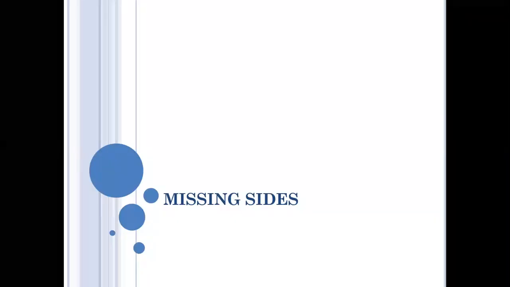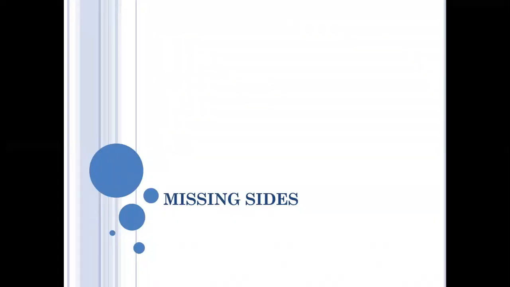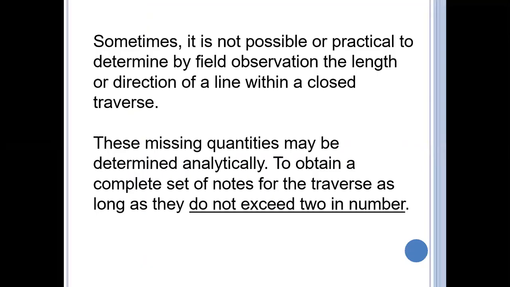Okay, so good day class, our lesson for today is about the missing side or omitted measurement. Sometimes it is not possible or practical to determine by field observation the length and direction of a line, if we're given a closed traverse. So these missing quantities may be determined analytically to obtain a complete set of notes for a traverse, as long as they do not exceed 2 in number.